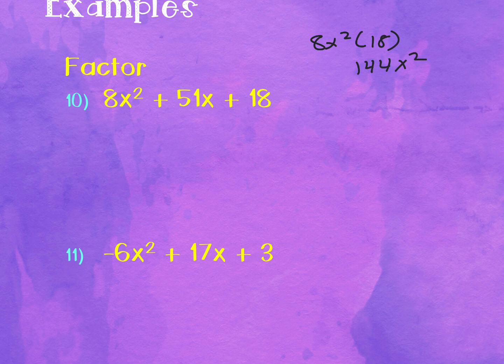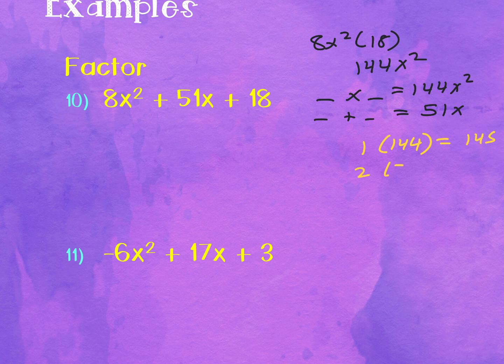So two numbers that when I multiply them give me the negative 144x squared, but when I add them give me positive 51x. So my factors of 144 are going to be 1 times 144, which if I add them gives 145, 2 times 72, which would give me 74, and then 3 times 48, and when I add them, I get the 51. So it wasn't that bad. I could have kept going, but as soon as you find the factor that works, don't keep going.